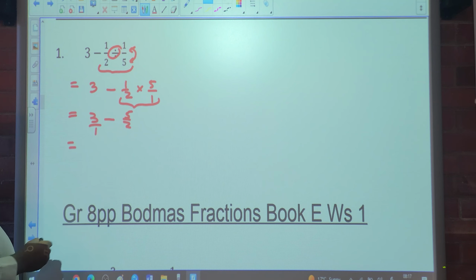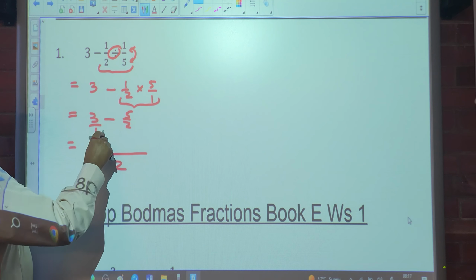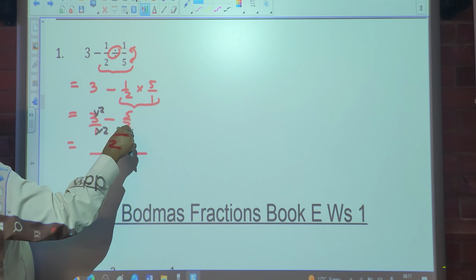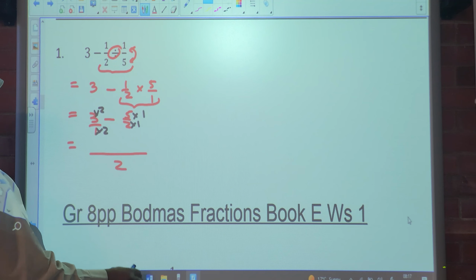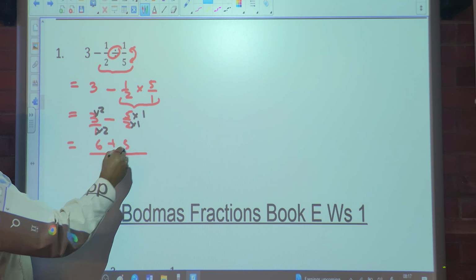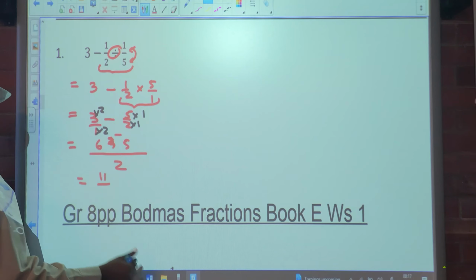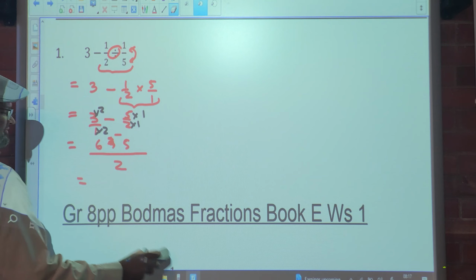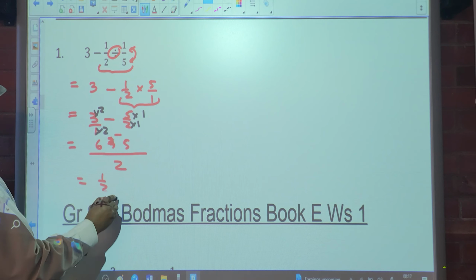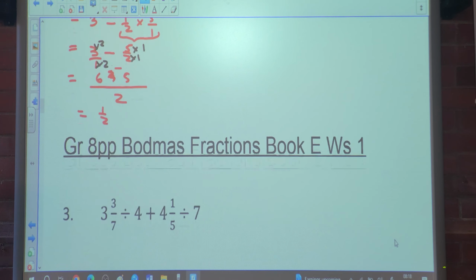What's my LCM between 1 and 2? It's 2. So I multiply this by 2, and this I multiply by 1. 3 multiplied by 2 is 6, minus 5. So 6 minus 5 is 1. So the answer is? You guys understand? Yes. Next.